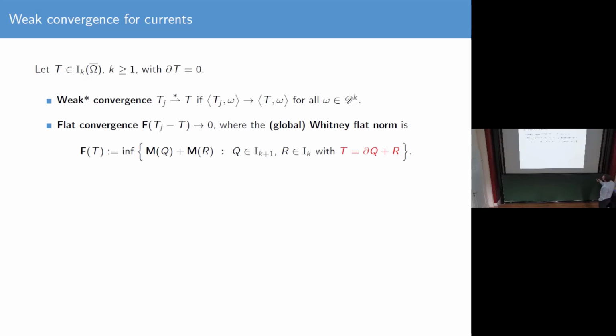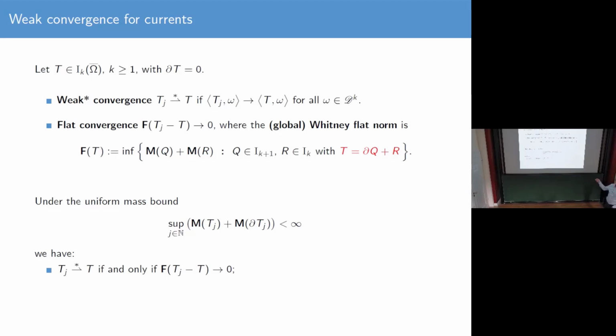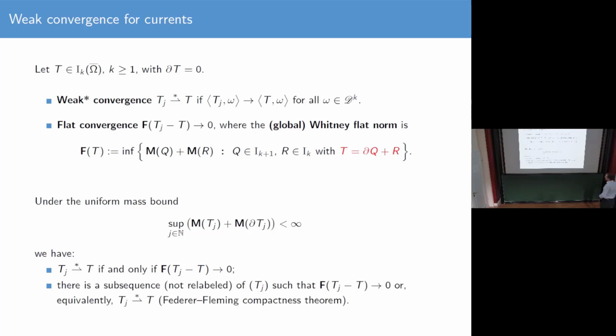The weak-star convergence for currents is defined by just pairing it with any differential form, and asking for convergence for all of those pairings. But there's also a geometric notion where you write Tj minus T as the boundary of some other current Q plus some current R, where Q is k plus 1 and R is k dimensional. Under a uniform mass bound, it turns out that these two notions are equivalent. You can think of the first as the functional analysis version of convergence, and this as some sort of geometric convergence where you fill in the distance between two currents with a surface. But they're the same if you have a uniform mass bound.